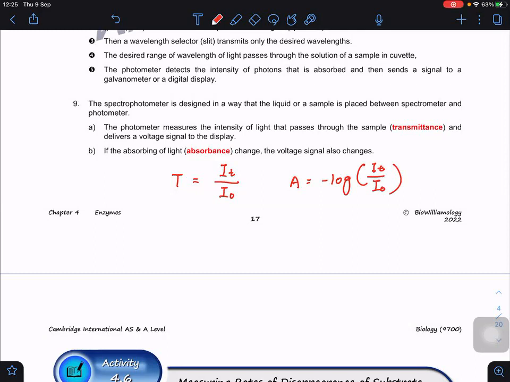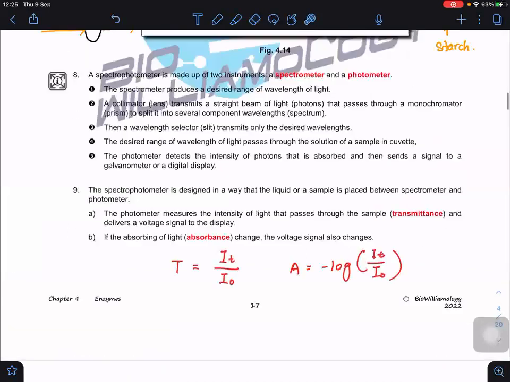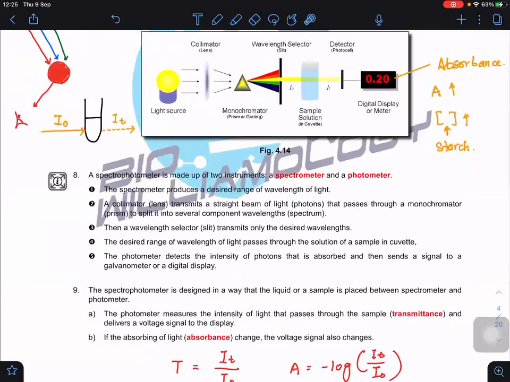So what is meant by transmittance? Transmittance basically is the fraction of the intensity of the light that passes through the sample. So what is absorbance? Absorbance basically is the negative log of the transmission. So it means that we will be able to calculate this absorbance. The higher the absorbance means that the concentration is higher. So what we measure here in this case, we measure the starch.